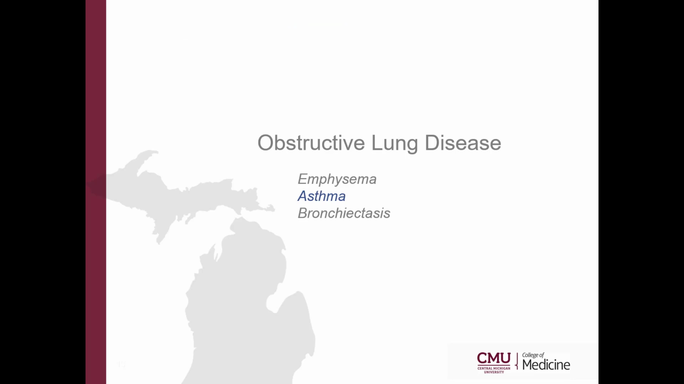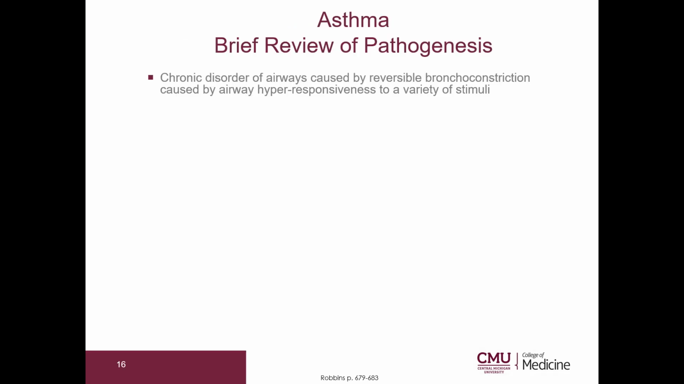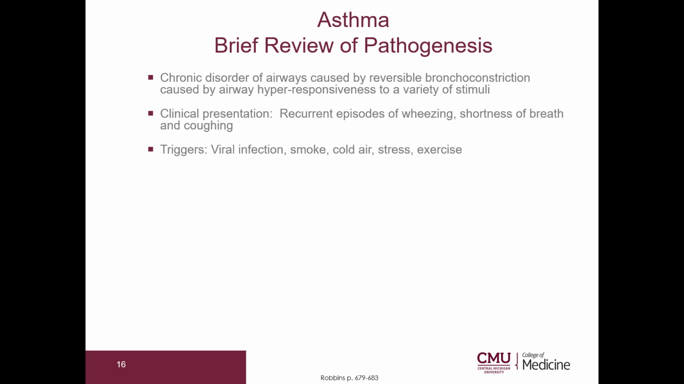Let's go on to asthma. Asthma is a chronic disorder of airways caused by reversible bronchoconstriction caused by airway hyperresponsiveness to a variety of stimuli. The clinical presentation is recurrent episodes of wheezing, shortness of breath, and coughing. Triggers include viral infection, smoke, cold air, stress, and exercise. This is caused by an interaction of genetic susceptibility with the environment.